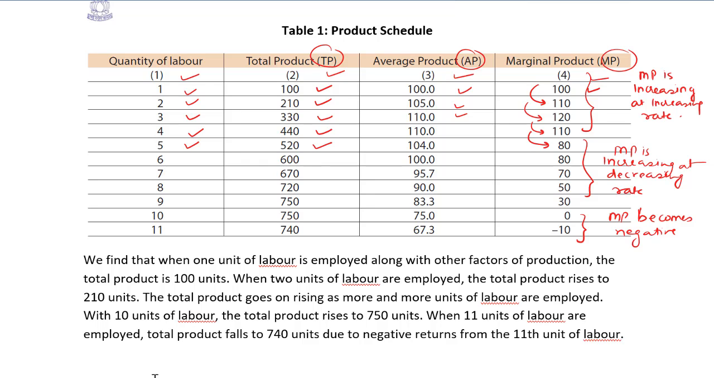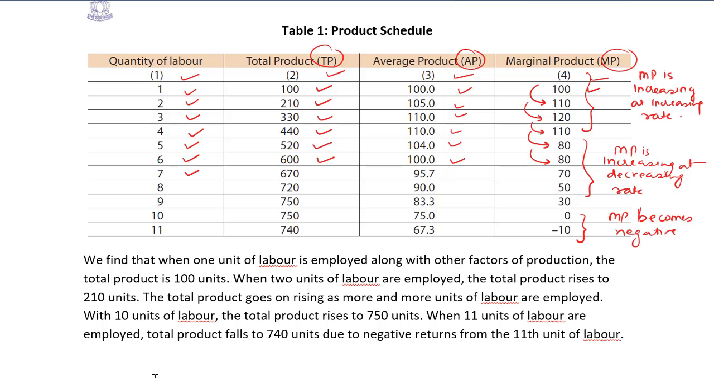Earlier it was increasing 100, 110, 120, but now the addition is only 80, and the average is 104. 520 divided by 5 equals 104. When the sixth unit of labor is added, the total product went to 600. Over here you can see the marginal product, the addition, is 80, and 600 divided by 6, the average product is 100.